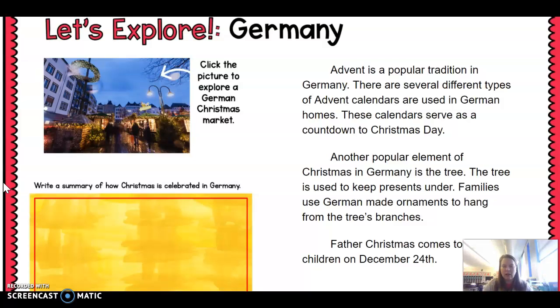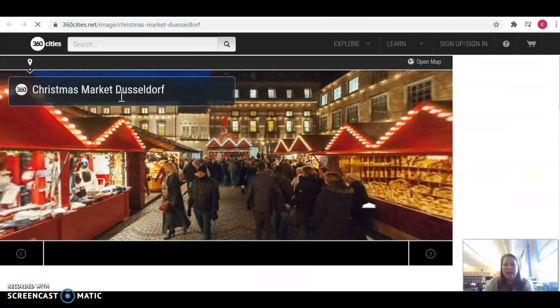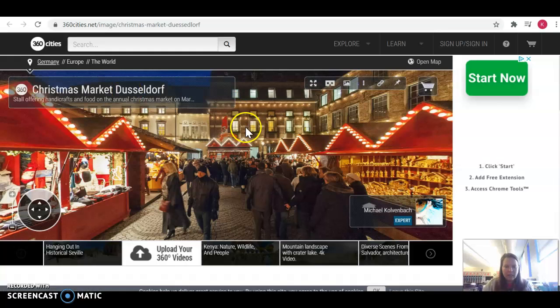And so today we're going to be talking about Christmas around the world, and we're going to start in Germany. On Monday we talked about Christmas in the United States, and yesterday we did Christmas in Mexico. Before we start, we're going to click on this quick picture right here to look at a German market, and we're just going to be looking for things that we might see here also in America.